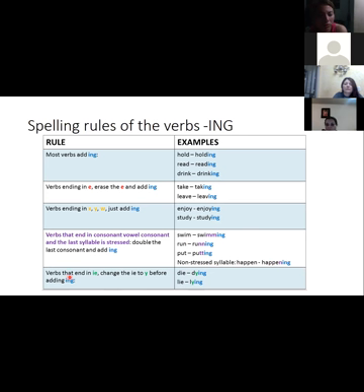Then we have verbs that end in IE, change the verb. Change the IE to Y before adding ING. For example, die, dying. Lie, lying. Right. These are going to be examples that we are going to choose. Now, we have this. Please take a screenshot so you have a base of what we're doing right now. Take a screenshot, please.